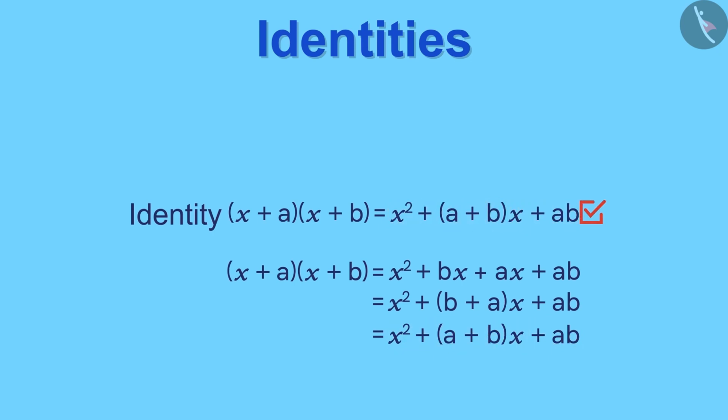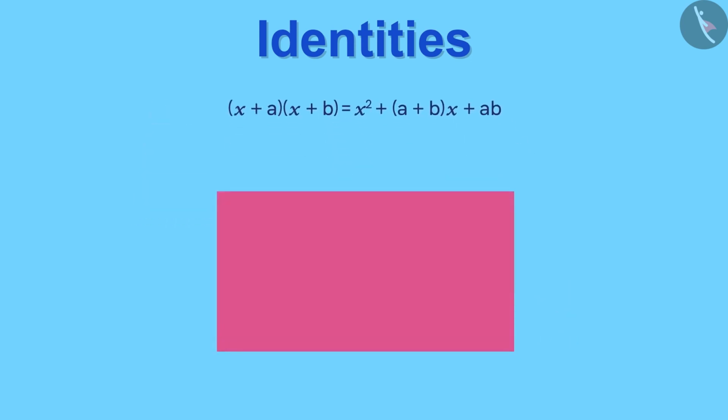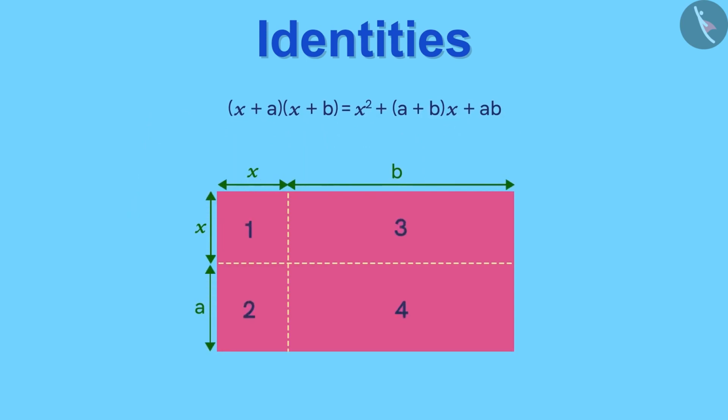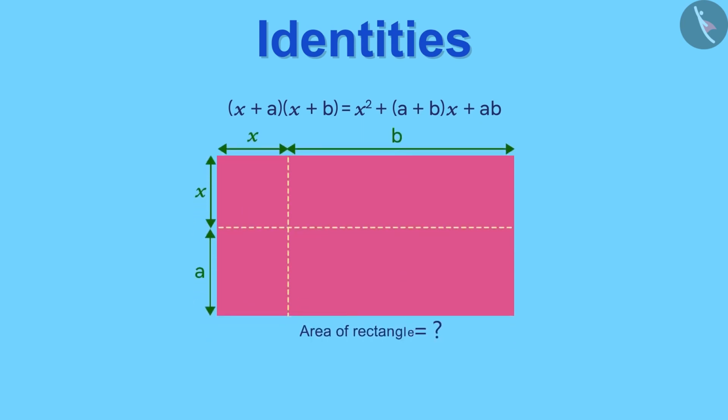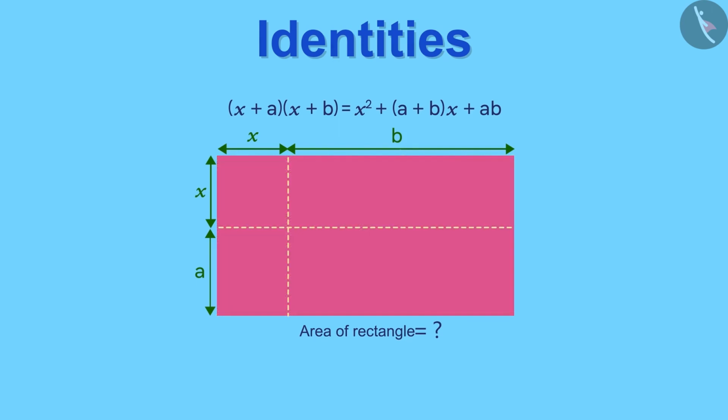Now, let us look at another way to prove this identity. For that, let us consider this rectangle and divide it in 4 parts as shown in the figure. Now suppose we have to find the area of this rectangle. How can we do that? There are 2 ways to find the area of this rectangle. Let us see the first one.